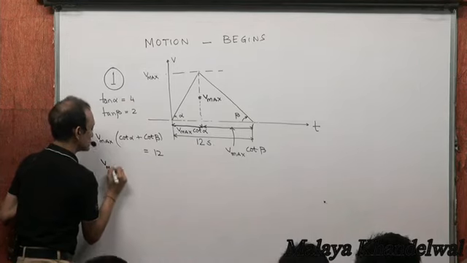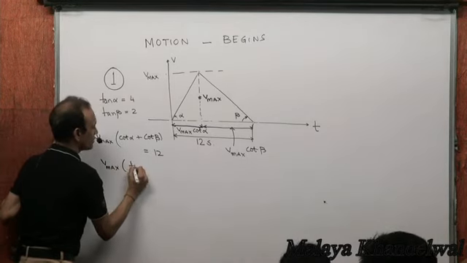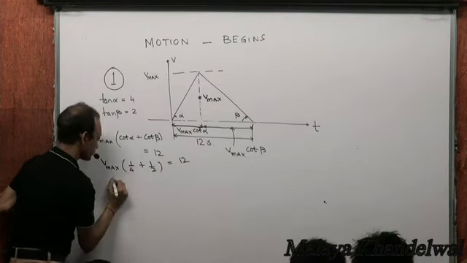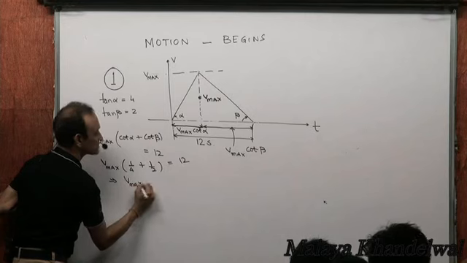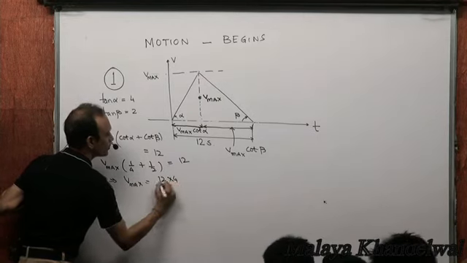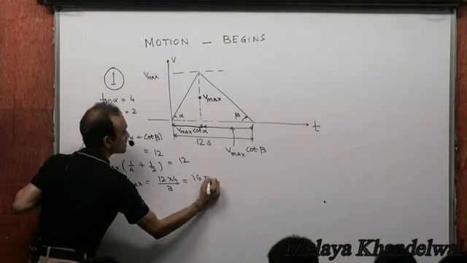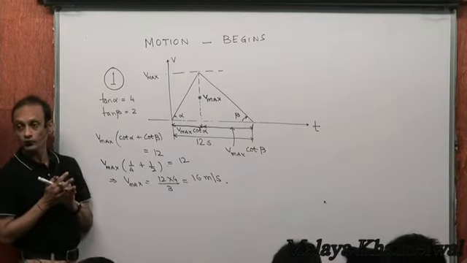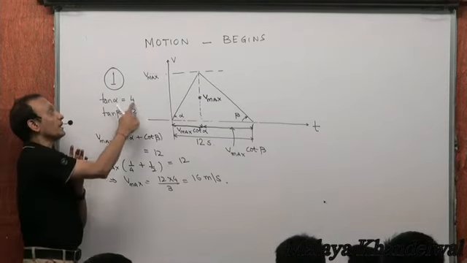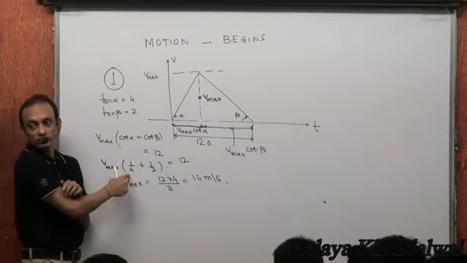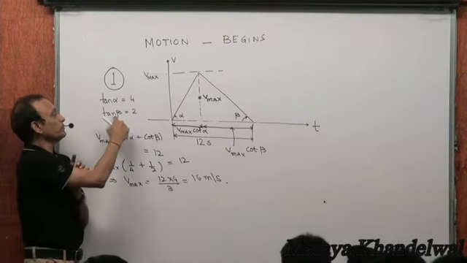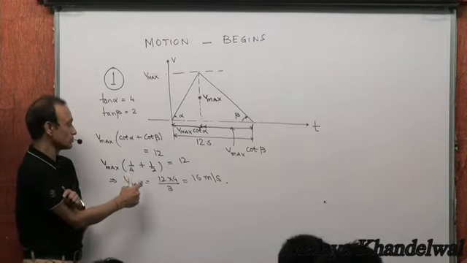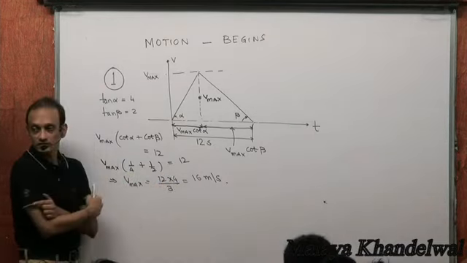So Vmax into cot alpha. What's cot alpha? 1 by 4. What is cot beta? 1 by 2, equal to 12. Or Vmax is, this is 3 by 4. So 12 into 4 by 3, which is 16 meters per second. That's Vmax. Yes or no? Okay, if tan alpha is 4, what is cot alpha? 1 by 4, isn't it? If tan beta is 2, what is cot beta? Half. Half plus 1/4 is 3/4. So into 4 by 3.